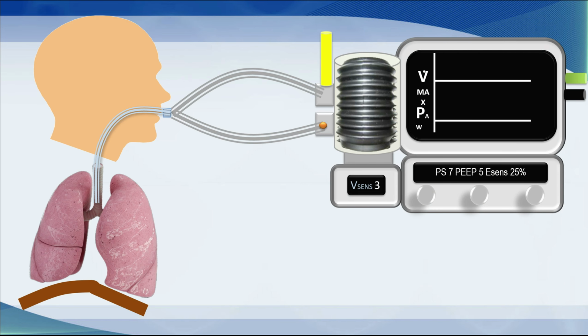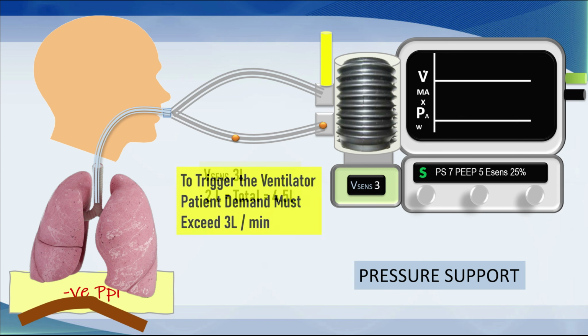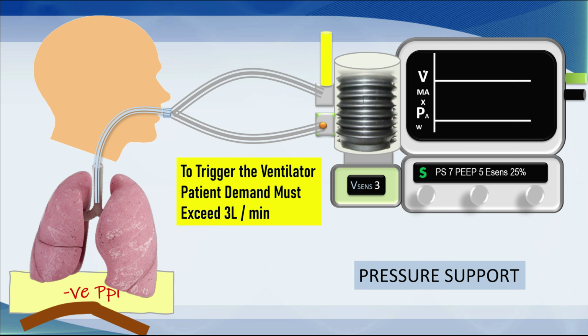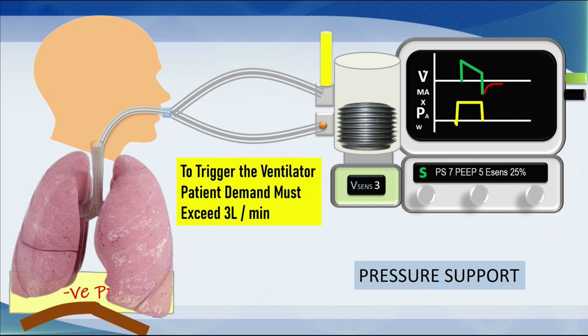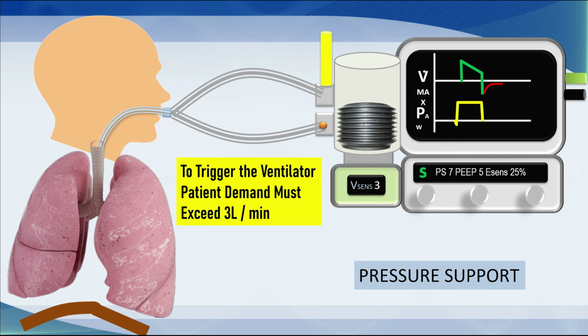Let's illustrate this. In this scenario, the base flow is 1.5 liters per minute. And we've set the V-sense at 3, meaning that the total flow is 4.5 liters per minute. To trigger the ventilator, the patient demand must exceed 3 liters per minute. And that is the fundamentals of how trigger sensitivity with flow-by works in that model of ventilator.